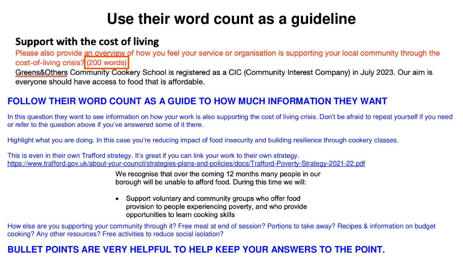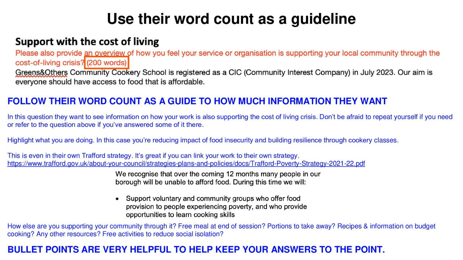In this question, they want to know how this project would support the cost of living crisis. Again, don't be afraid to repeat. I know I've said don't repeat yourself, but you can repeat yourself a little bit, or you can signpost people to the question above if you've talked about it quite clearly there, and then use this space to carry on your argument. It might be that you're reducing the impact of food insecurity, or that you're building resilience through cookery classes.